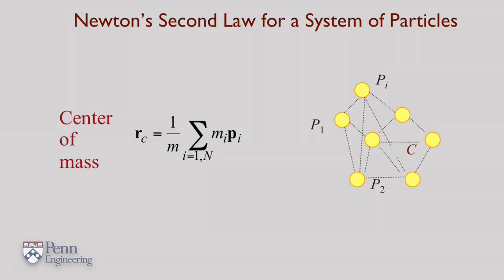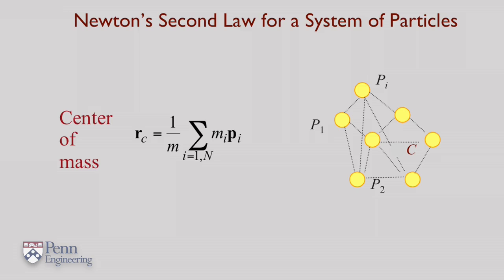Well, let's start with a system of particles. Before we can define Newton's second law for a system of particles, we must first define the center of mass. The picture on the right-hand side shows you a set of particles, P1, P2, and so on. Let's assume that we can write position vectors p1, p2, pi for each of these particles. Let's denote the mass of the ith particle by m sub i.